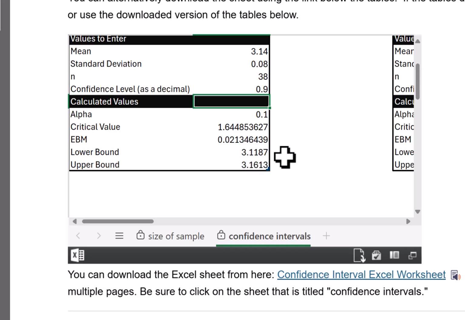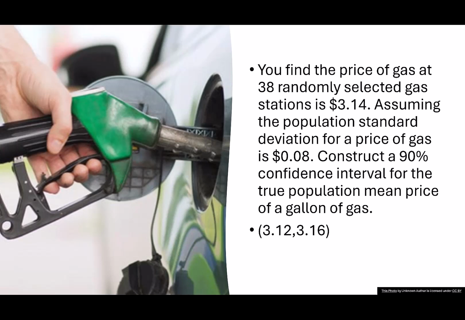We want to know the lower bound and the upper bound for the price of gas. We can see it's 3.1187, we'll call that 3.12, to 3.1613, we'll call that 3.16. Now we can see our confidence interval is $3.12 to $3.16.